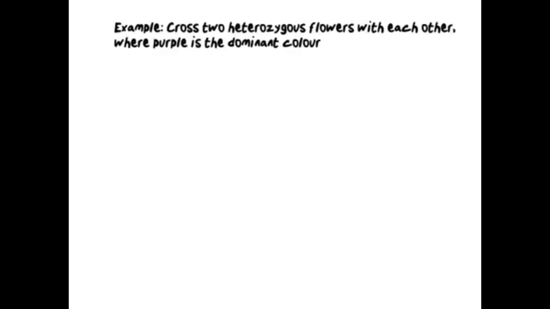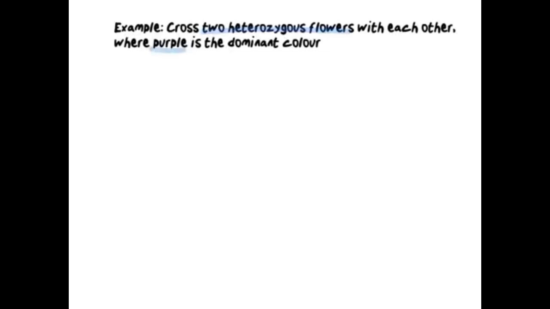So now here's my second example. What happens if we were to cross two heterozygous flowers with each other? Now, I'm going to use a different example now with flower color. I'm not going to use pods this time, just so you can visually see the difference. And so it says we're going to take two heterozygous flowers, cross them with each other, and it also tells us that purple is the dominant color.